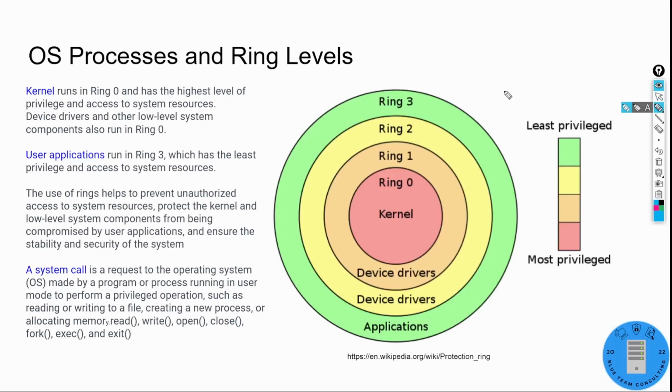All right, moving into operating system processes and ring levels. There's a lot of information on the screen, but we are going to keep it very simple. If we are a user, we're going to live all day in ring 3. It has the least amount of privilege and least amount of access to system resources.